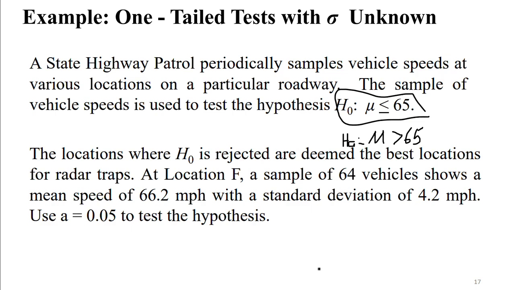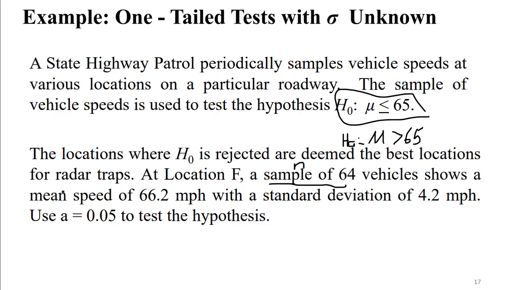Now let's get our sample data. The locations where H0 is rejected are deemed to be the best locations for radar traps because that's where the speed is greater than 65. At location F, a sample of 64 vehicles. So we know our sample size, and 64 vehicles shows a mean speed of 66.2 miles per hour.